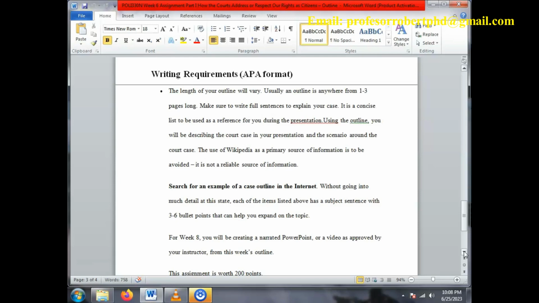Search for an example of a case outline on the internet. Without going into much detail at this stage, each of the items listed above has a subject sentence with 3 to 6 bullet points that can help you expand on the topic.